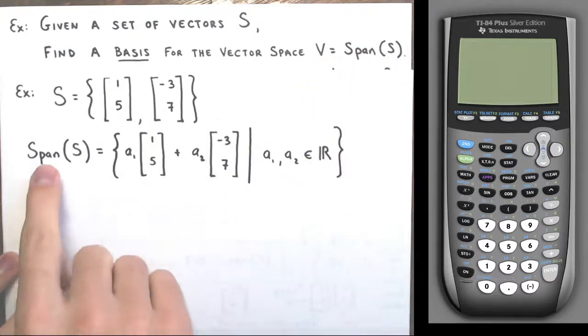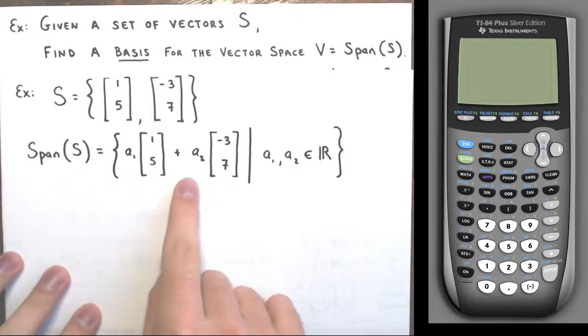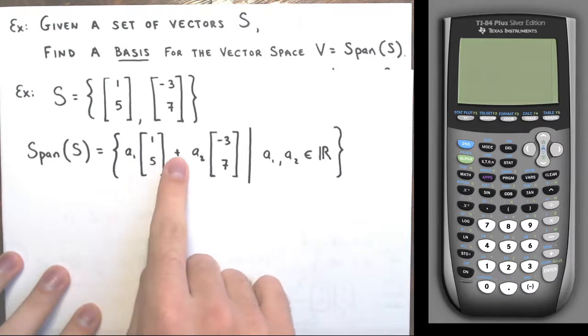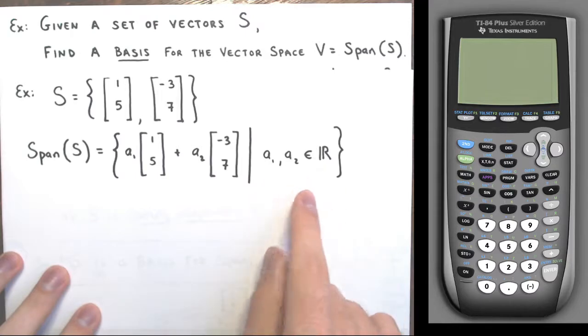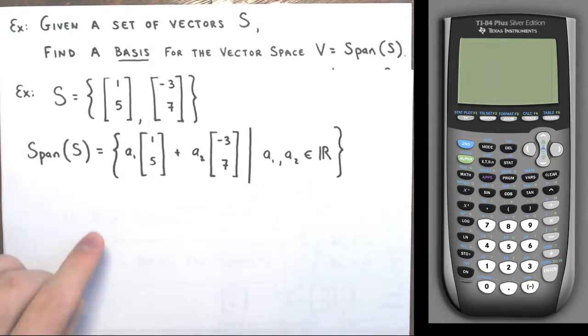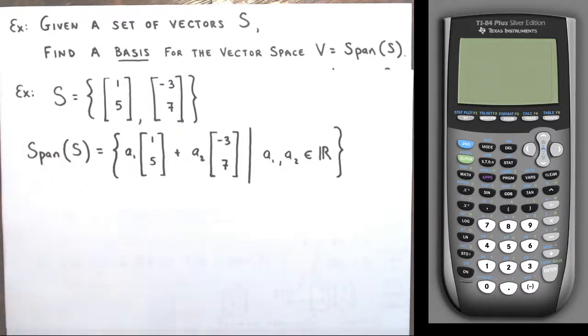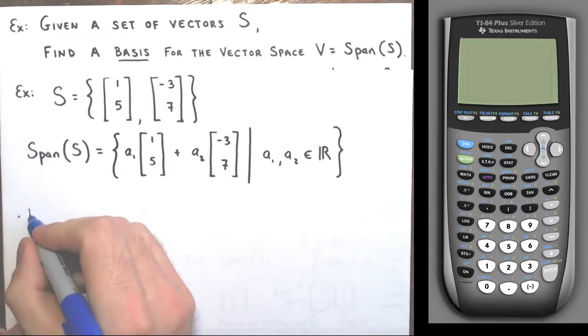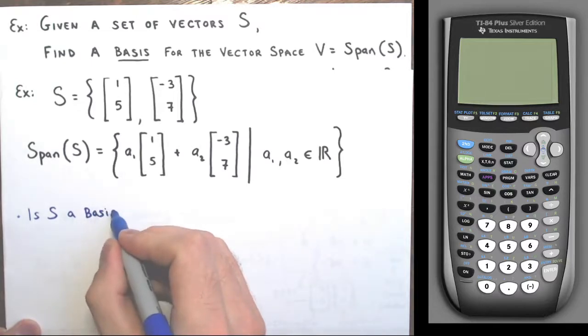Remember, the span of this set is the set of all linear combinations of those two vectors. So I have a scalar times (1, 5) plus some real number times (-3, 7), where a1 and a2 are real numbers. You could let a1 and a2 be any real numbers you want and get a vector from the span of S, and it is a vector space. Now the question again is, is S a basis for the span of S?